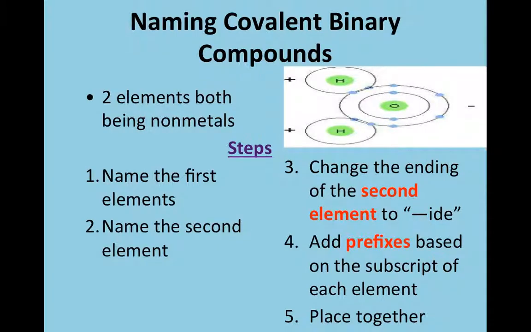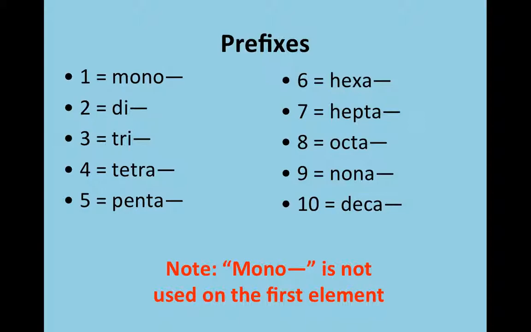So let's practice now on each of these. Let's first start with each of our prefixes that we're going to use. We have mono, which means 1. Di is a prefix we're going to use for 2. Tri is for 3. Tetra for 4. Penta for 5. Hexa for 6. Hepta for 7. Octa for 8. Nona for 9. And deca for 10.